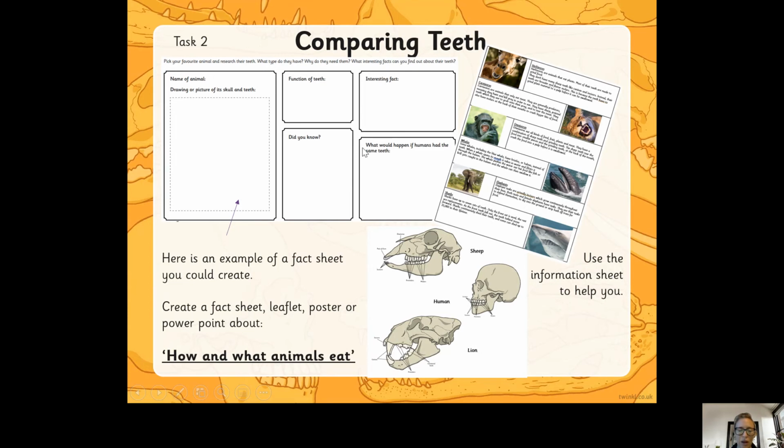and then here's quite a fun one. What would happen if animals had the same teeth? So imagine we had the same teeth as a lion. That'd be interesting, wouldn't it? Or the same teeth as a whale, perhaps. All these big, one thing I didn't know about elephants were these tusks are actually incisors. How strange. So yeah, that's an information sheet for you. Here's an example of a poster, and you're going to create some kind of fact sheet basically about how and what animals eat. So talking about their teeth and their diet.